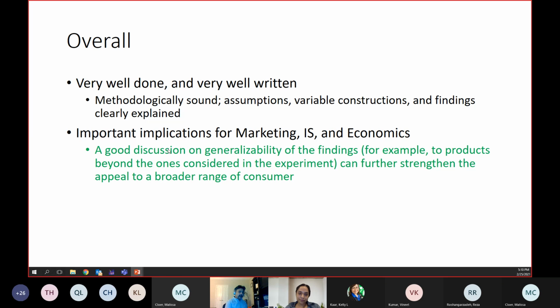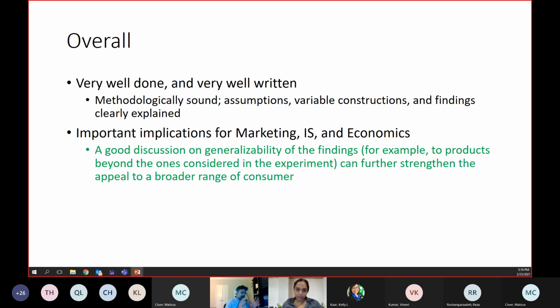I think the paper has important implications for marketing, IS, and economics, particularly the economics of experience goods. And she already hinted at the last point I have on my slide, which is that I think she can even stress the generalizability aspect. She has a lot of data. So I think maybe she can say a few more words.